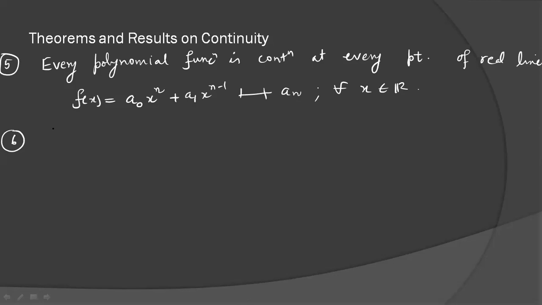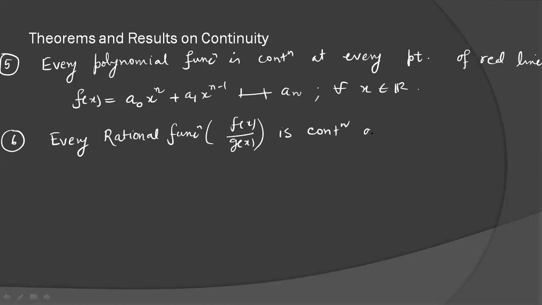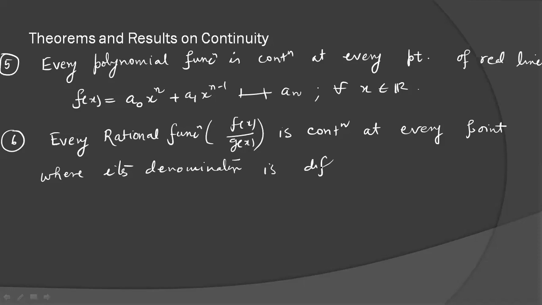The sixth result is: every rational function, take fx upon gx, this will be a rational function provided gx is not 0 at any given x, is continuous at every point where its denominator is different from 0, means denominator is not 0.